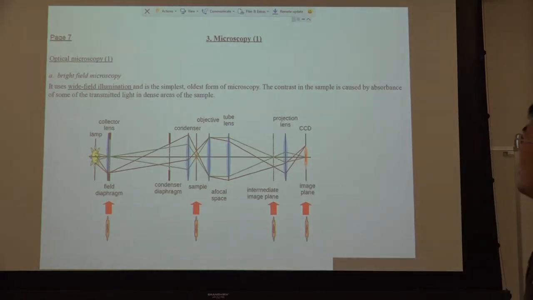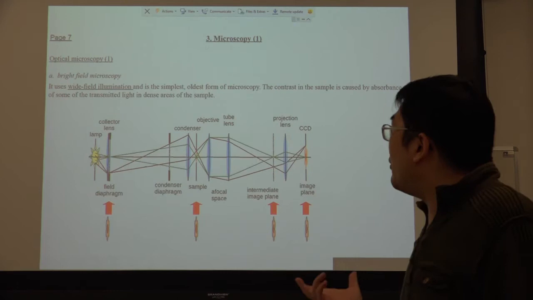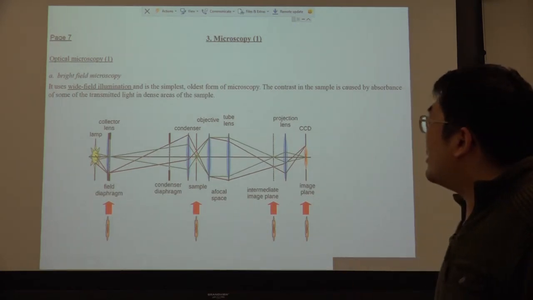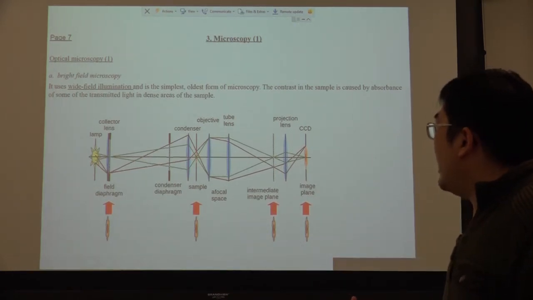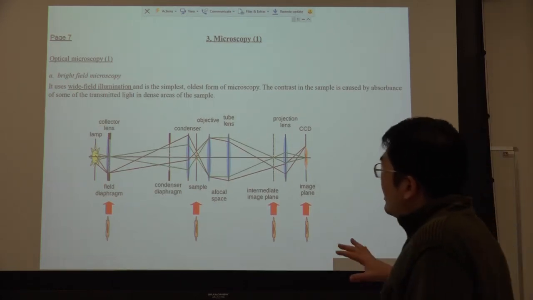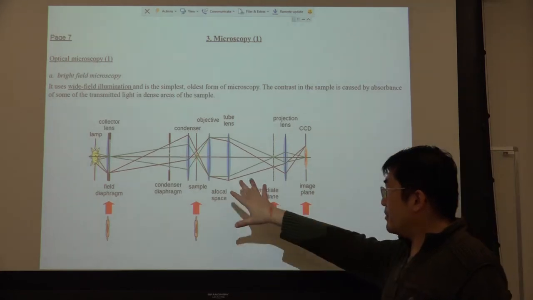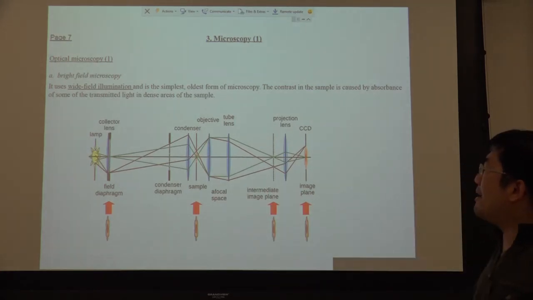I think there are three types of microscopy: one is optical, another is electron, and the third is ion. I mainly focus on optical microscopy and electron microscopy, because this lecture is related to nanophotonics, so optical microscopy is very important for us. There are three types of optical microscopy. One is called bright field.